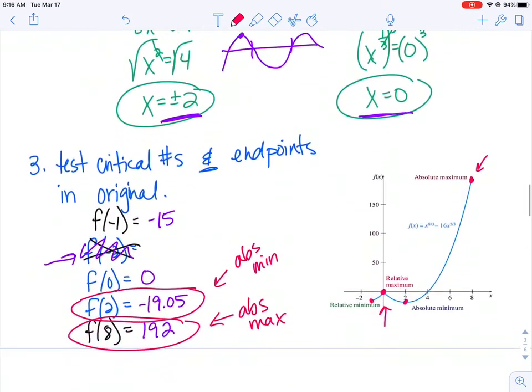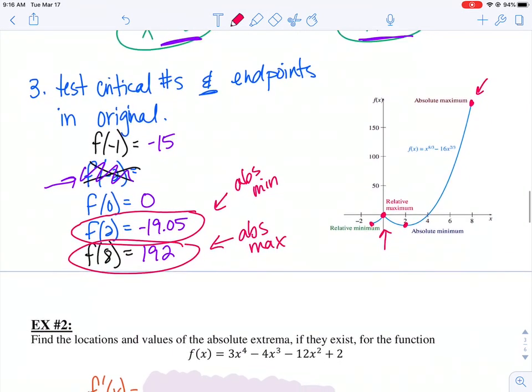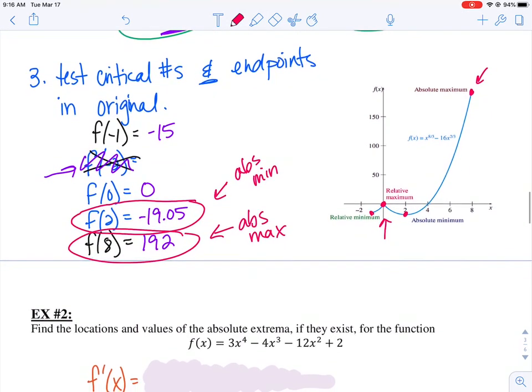Okay? Again, we found our derivative, we found our critical numbers, we tested those critical numbers and our endpoints into the original. Okay? All right.